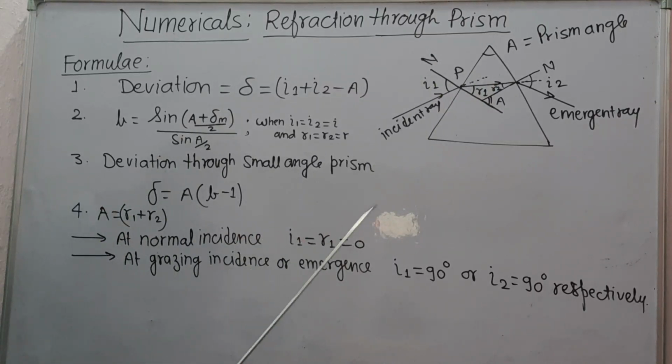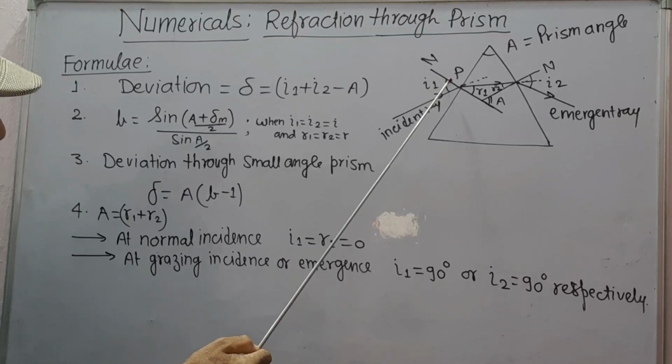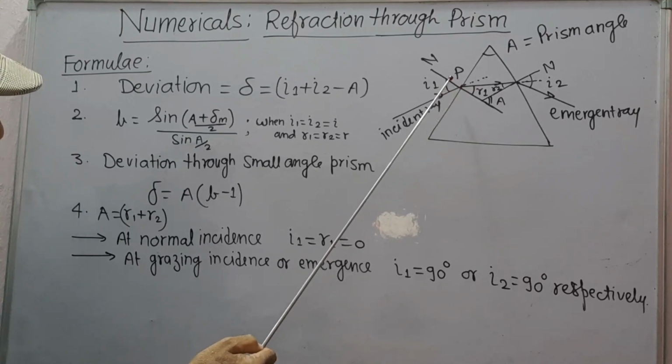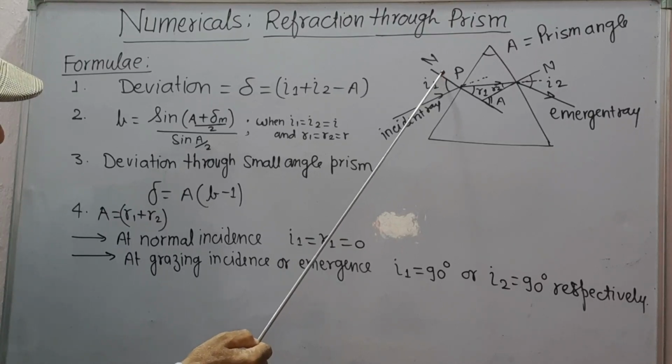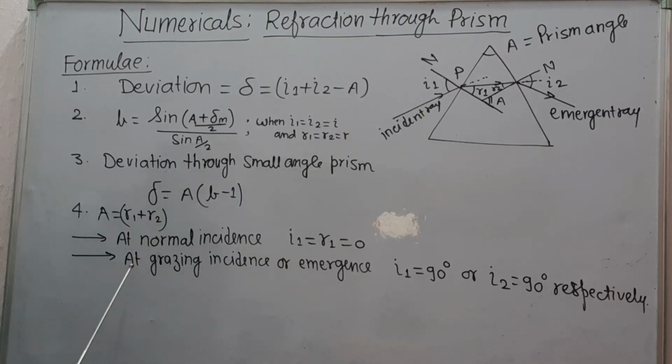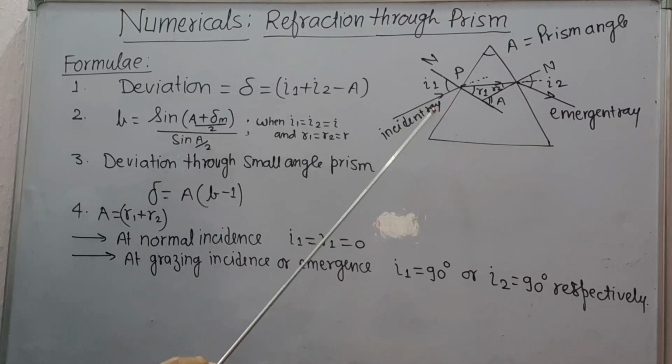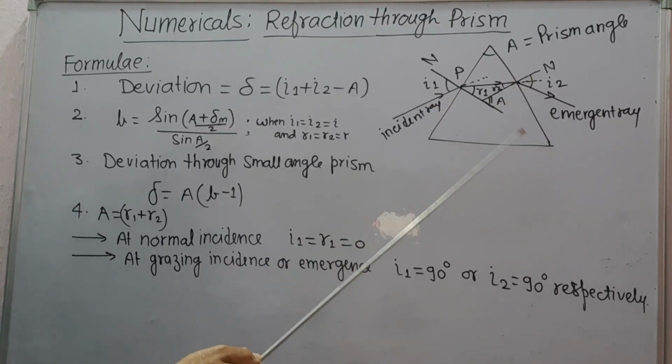At normal incidence, I1 is equal to R1 is equal to 0 when the ray is incident along the normal. Similarly, at grazing incidence, I1 is 90 degree. At grazing emergence, I2 is 90.